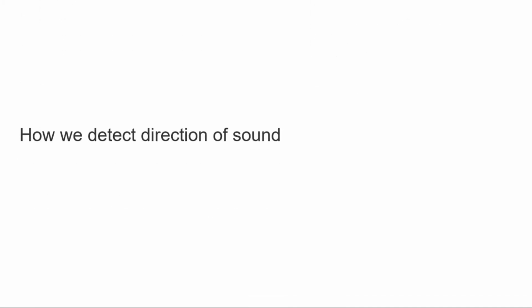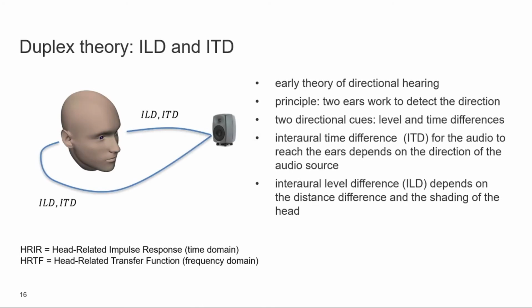The aim of this presentation is to study how we could enhance the use of headphones for monitoring. First, let's look at how we can localize sound. The traditional explanation of directional hearing is the duplex theory. Roughly, it works like this. We have two ears. These are located at some distance from each other. Therefore, we can have two effects.